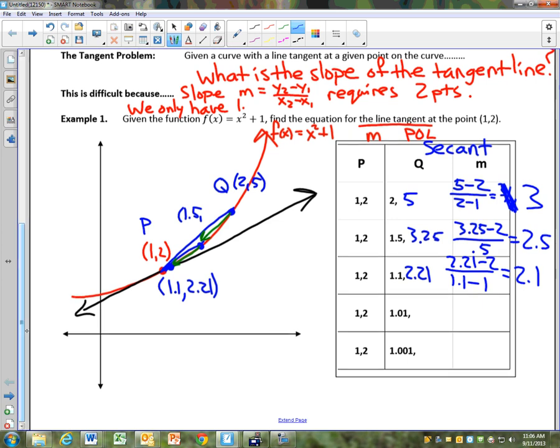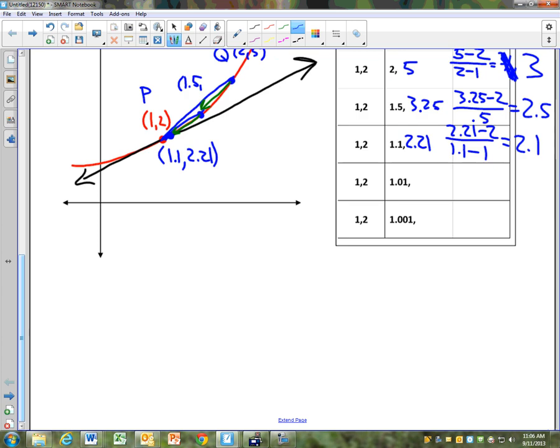Should we even draw any more pictures? No. Do you see what's happening to the values? The x values are getting what? Very close to each other, aren't they? 1.1 and 1, 1 and 1.01, 1 and 1.001. Can you calculate the slopes of these last two? Has anybody done these? What do I got? 2.01.